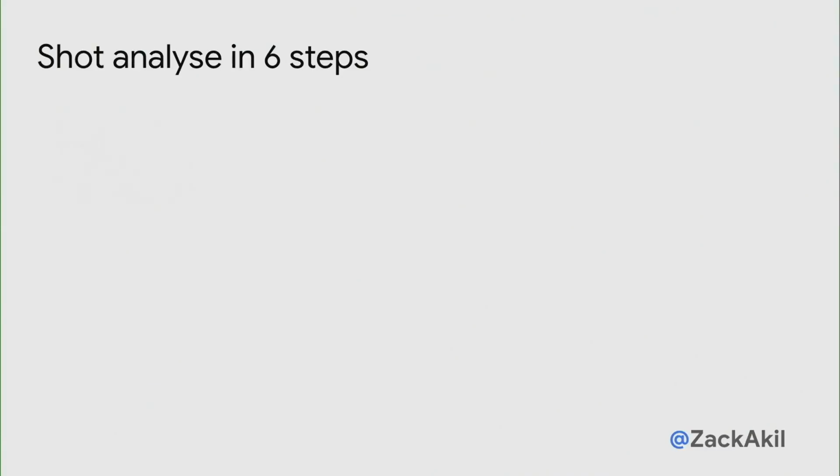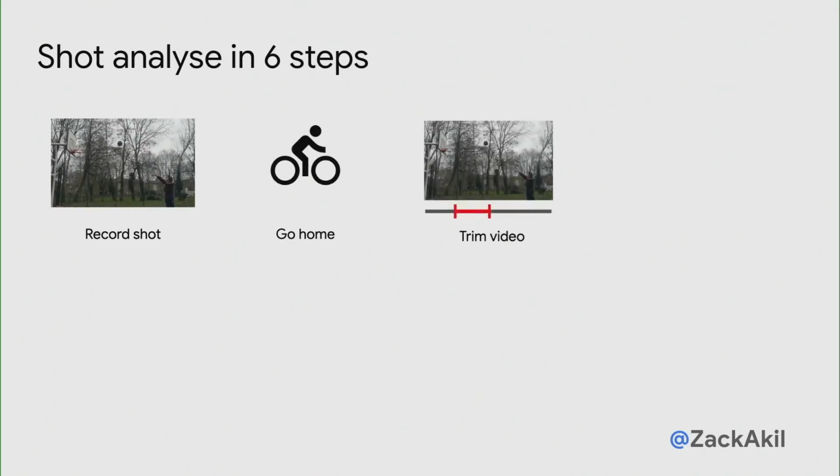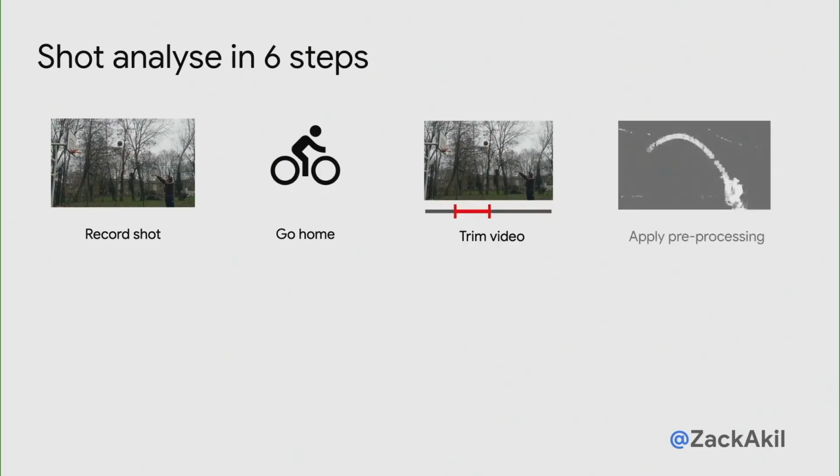So what have I done? If I want to analyze a shot, it's only 6 easy steps. First of all, record the shot. Then cycle home, because I have to do it all on my computer. Trim the video to the exact point where I take my shot. Apply pre-processing. In the first case, I used the reflective tape on the ball. Turns out that was completely a waste of time.